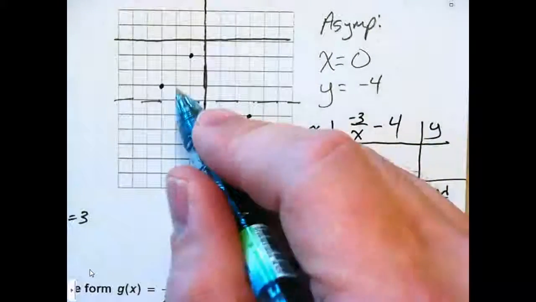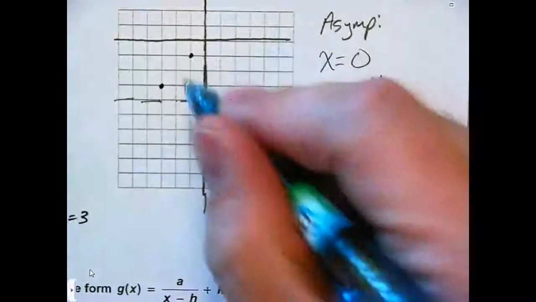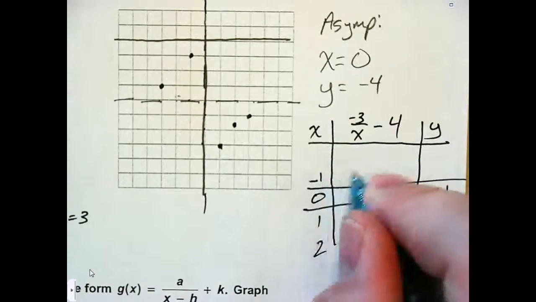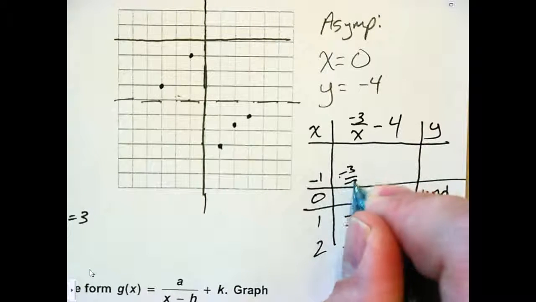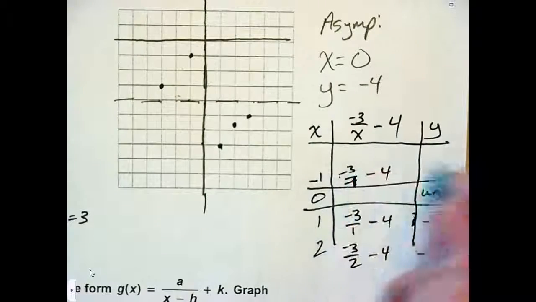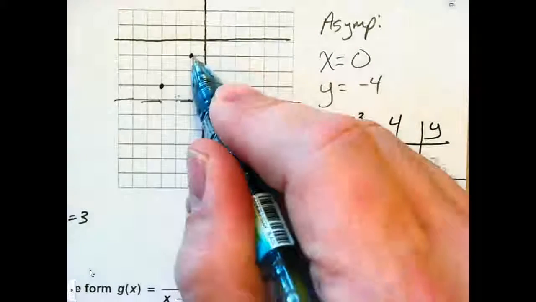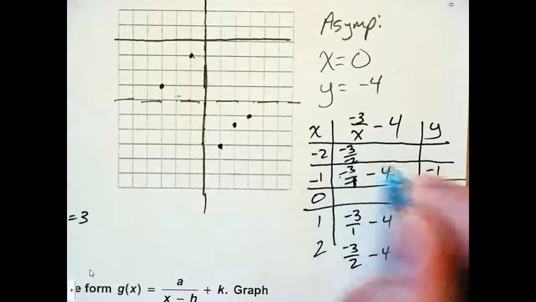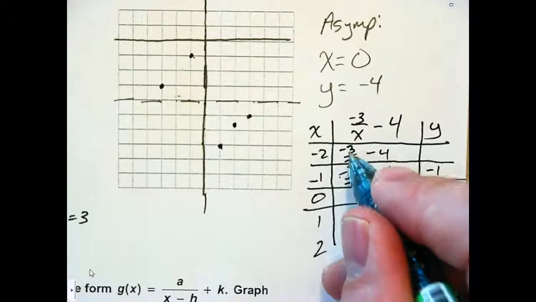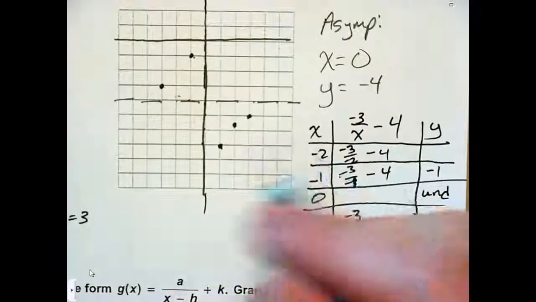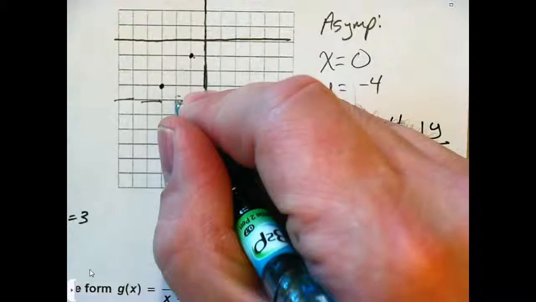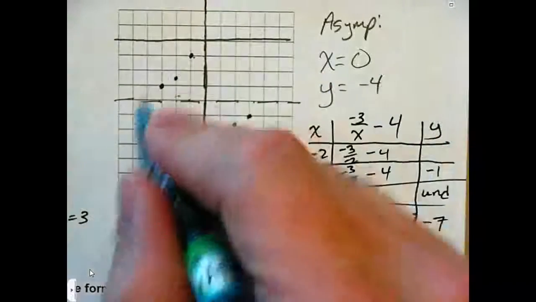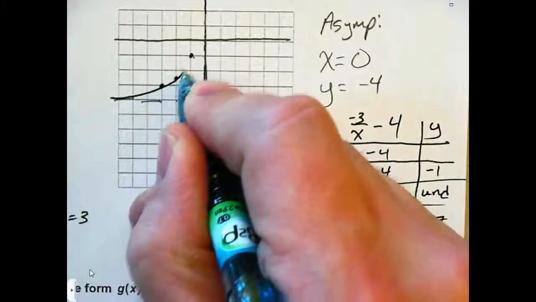Remember, the branches are symmetrical. Let me put my negative 1 in. That gives me 3 minus 4, negative 1. So that's that one. When I put negative 2 in, that's going to give me that symmetrical point. So I get negative 3 over negative 2 minus 4, which is 1.5 minus 4, or negative 2.5. So that would be right there. And so you can start seeing that curve.